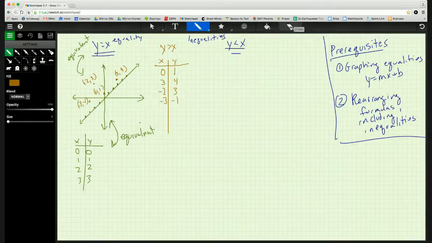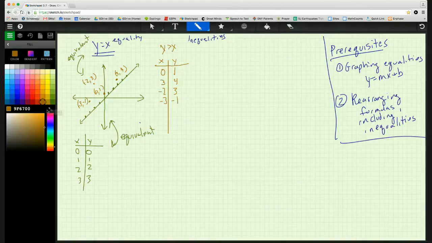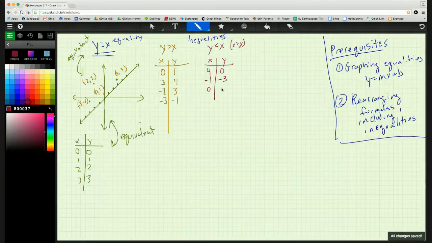So let's now look at y is less than x. Let's see if we can make some sense out of that one. We'll do these ones all in dark red. So this would be y is less than x, or equivalently, x is greater than y. Right? This is x is greater than y. Same thing. Y is less than x, x is greater than y. Synonymous. So if x is greater than y, then we'd have like 4, 0. We'd have like -1 is greater than -3. We'd have 0 is greater than -2. And then we'd have 6 is greater than 2.